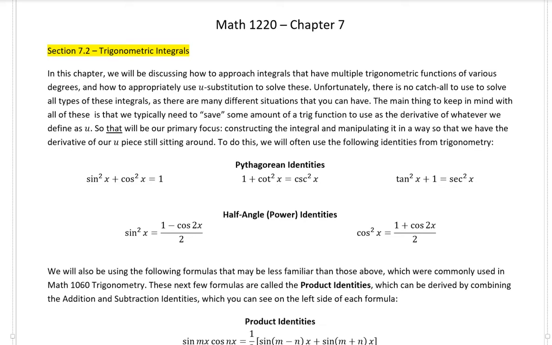and how to deal with those, which primarily will involve u substitution, but might not be as straightforward as simply defining something as u and another thing as du. These will be a little bit more complicated and will involve the use of some trigonometric identities. The most common ones that we're going to use I have introduced here at the top. We have the Pythagorean identities, which are going to be some of our most useful tools.